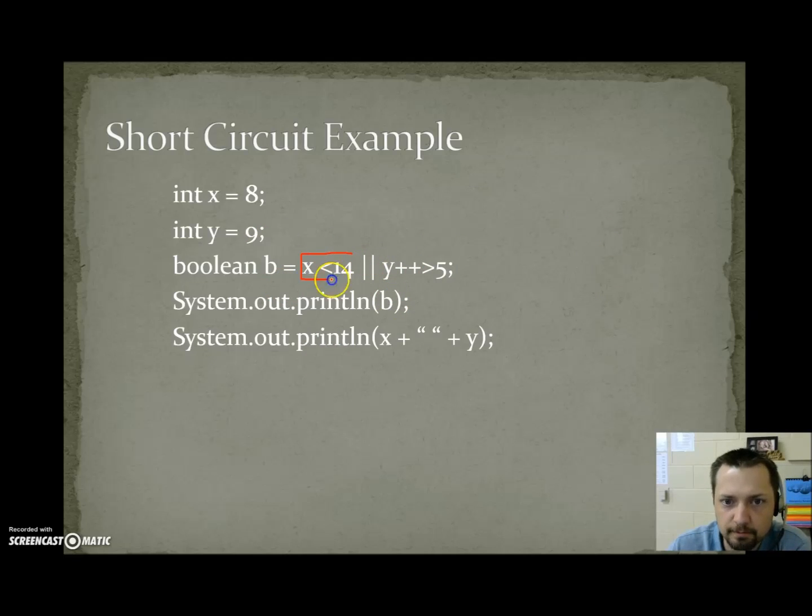Is x less than 14? Yes, we get true. We do not process the right side. Because we do not process the right side, this y++ never happens. So when we do our output, we get true for the Boolean, and the value of x is 8, just like our last example, but the value of y is 9, because since we didn't have to do the right side, we didn't, and y never got changed because y++ never happened.